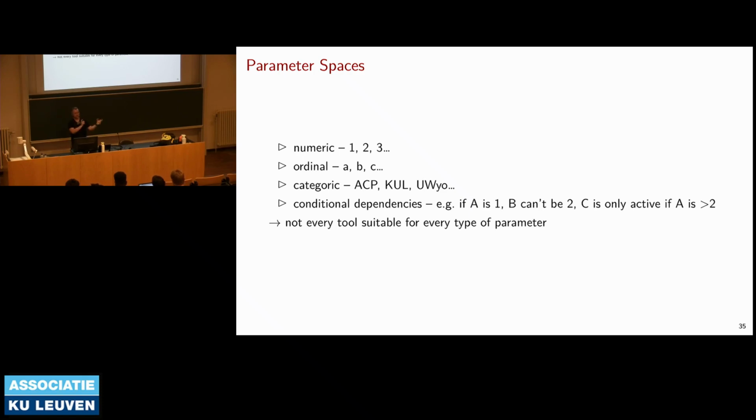Ordinal, I have some kind of ordering, but I don't really know what the difference is. Is the difference between A and B bigger than the difference between A and C? Well, can't really tell. Categorical, yeah, just strings. I don't even really have an ordering there. And I've already mentioned conditional dependencies that I might have there. Depending on what type of parameter space you have, tools might not be suitable, but there are also ways of converting parameter spaces into one another.